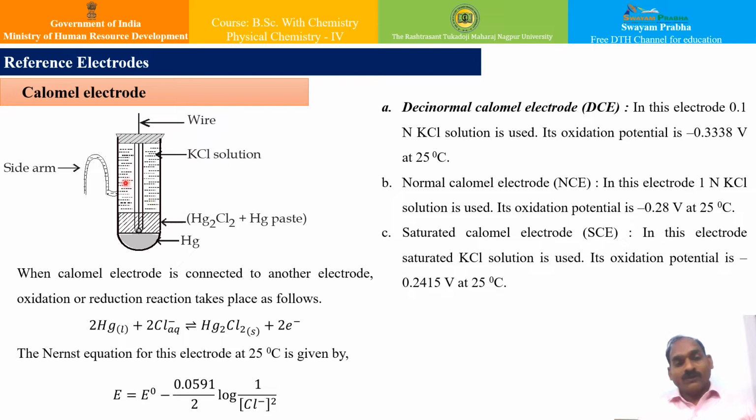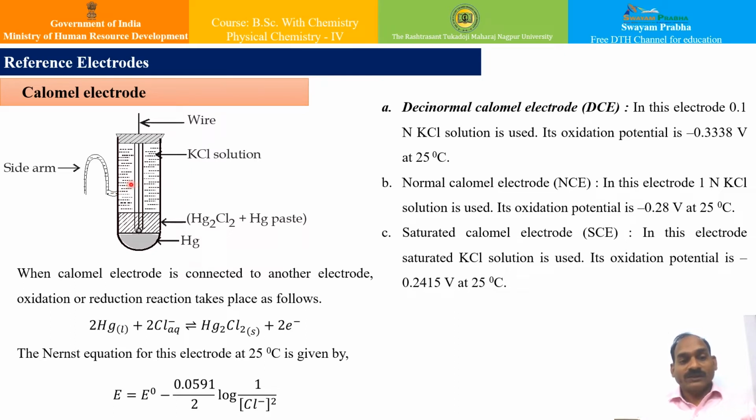Now, in order to have oxidation at this calomel electrode, we need to see who is going to supply the electron. Here we have KCl, K plus and Cl minus. Obviously, neither of them can supply the electron. The paste is mercurous chloride and mercury. Obviously, they also cannot supply the electron. So, who is going to supply the electron? This mercury is going to supply the electron if I connect it to the left hand side electrode.